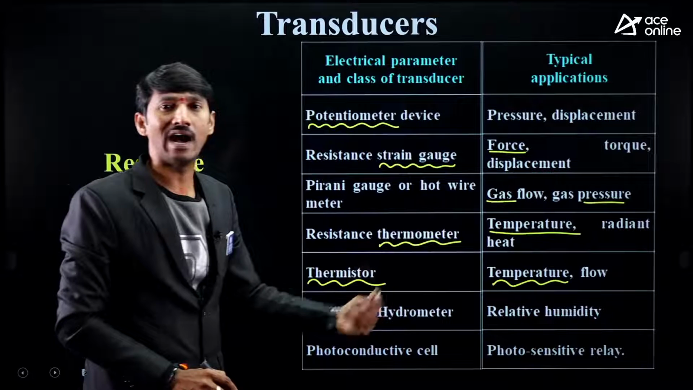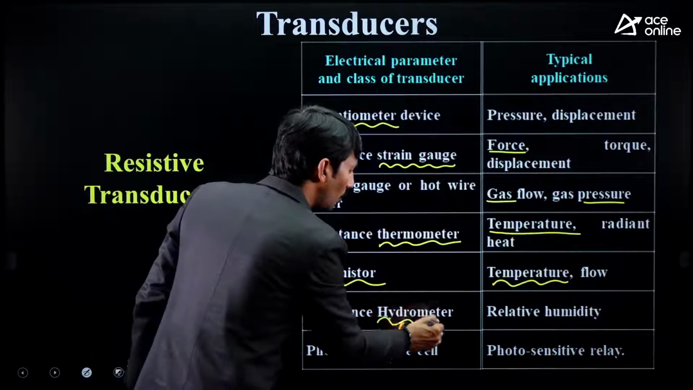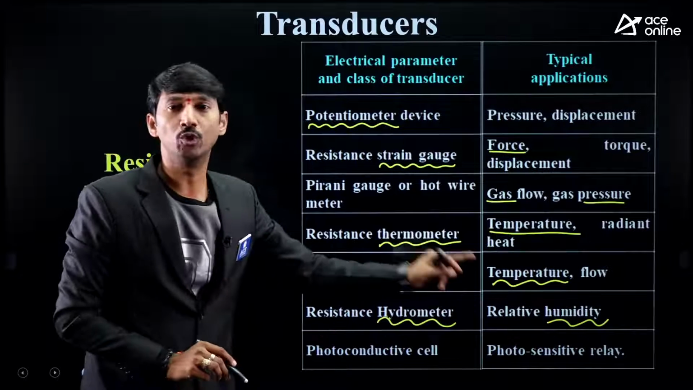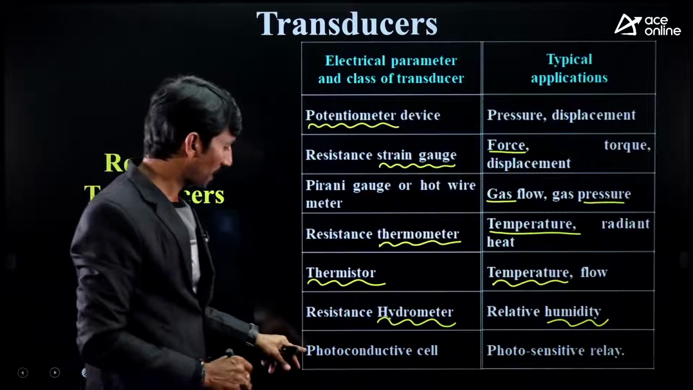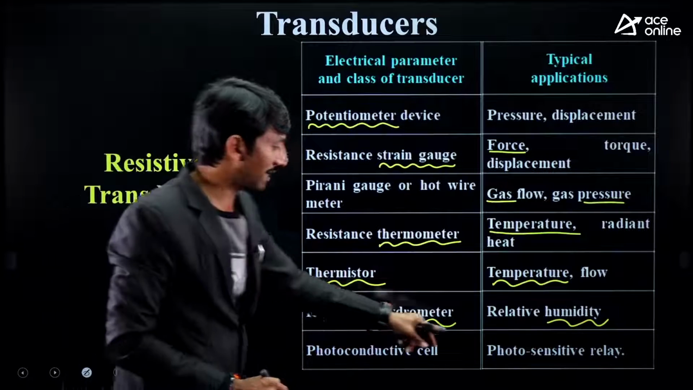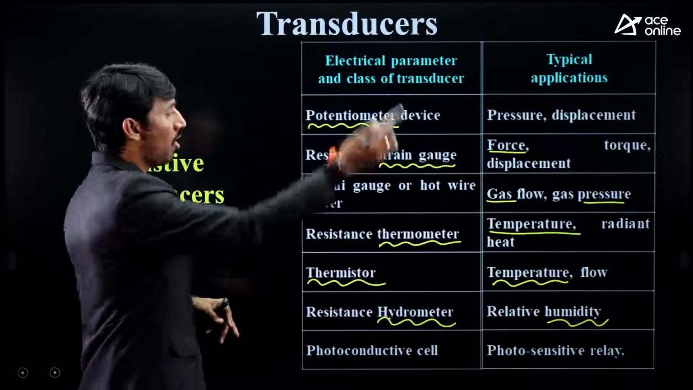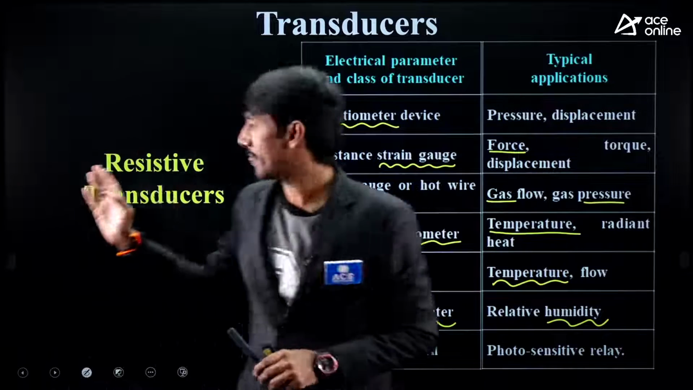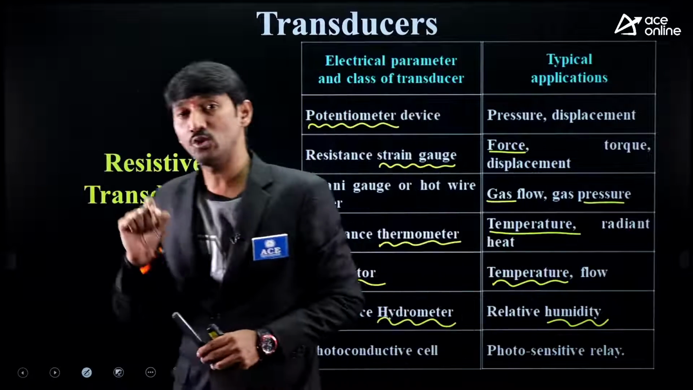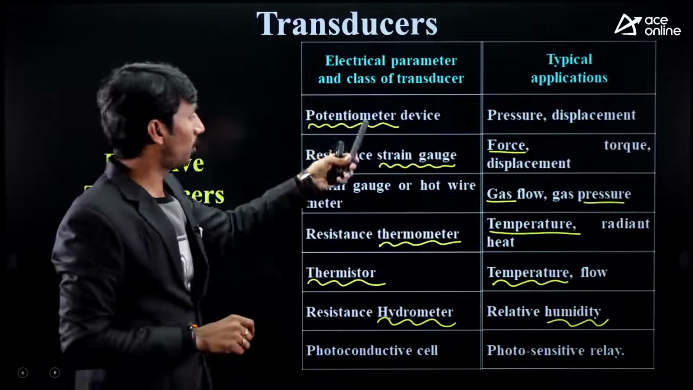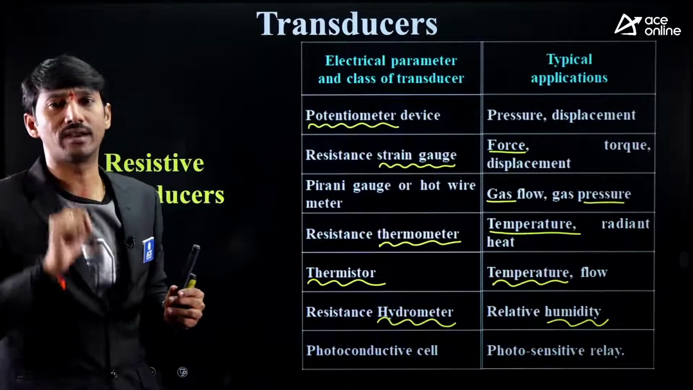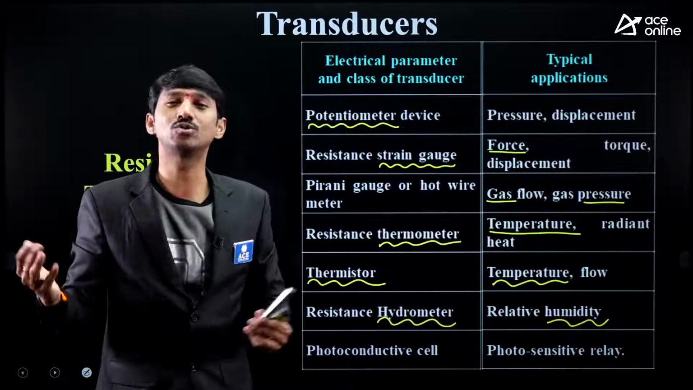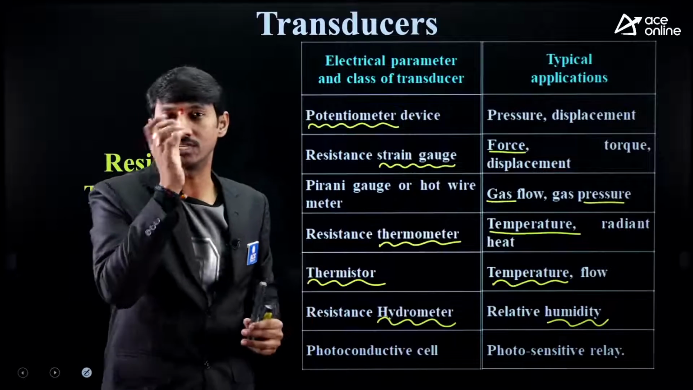And resistance hydrometer. Hydrometer is for humidity measurement. And photoconductive cell acts as a photosensitive relay. All these come under which category, guys? Resistive transducer. Sometimes you may get a question like, which of the following comes under the resistive category, or resistive, inductive, capacitive? List 1 on one side, and list 2 with something else on the other side. In this way the questions will be given.